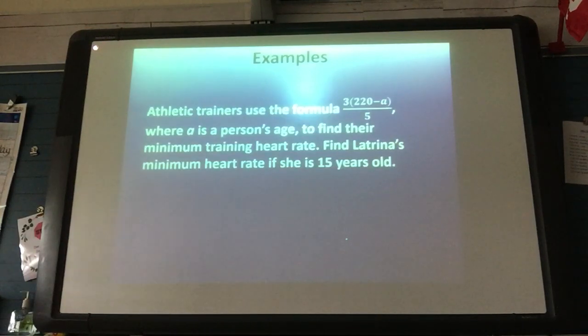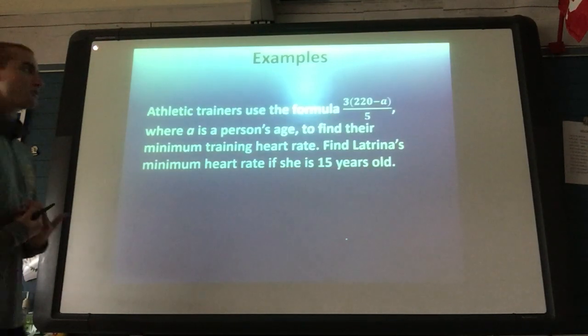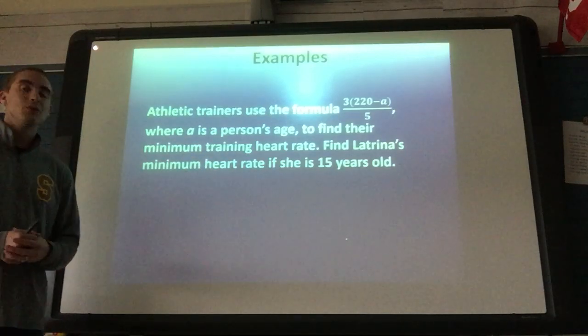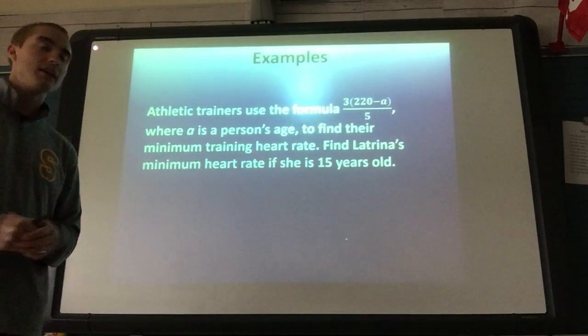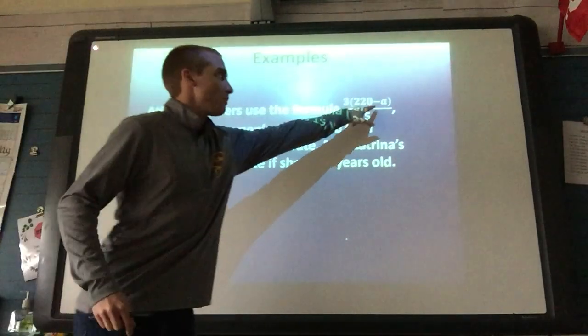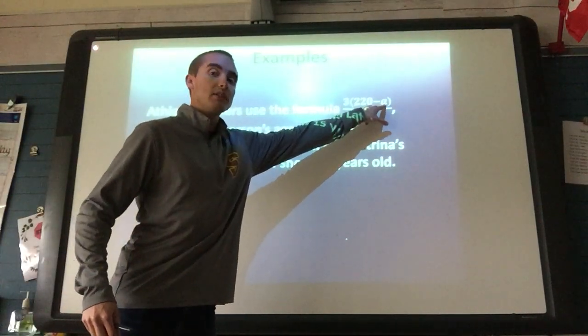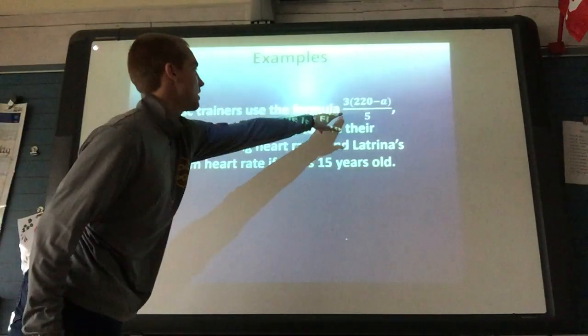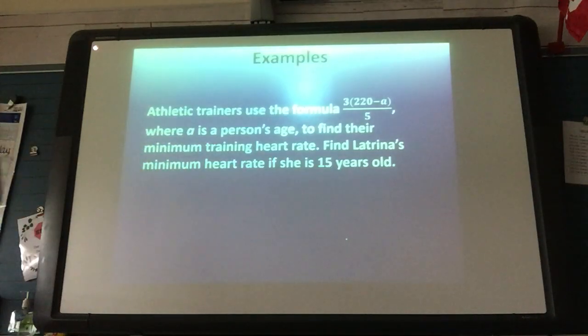So our next one here, sometimes they're going to give us an example of a word problem. They give us the expression, and we have to plug in the number they give us for that letter, which is A, and then we'll solve this expression. So athletic trainers use that formula, which is given right here, where A is a person's age. They find their minimum training heart rate. So find Latrina's minimum training heart rate if she is 15 years old.